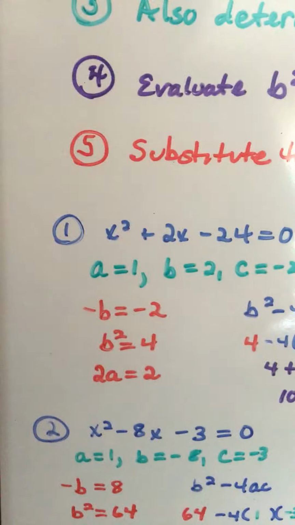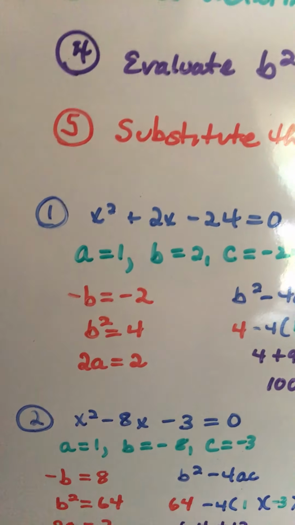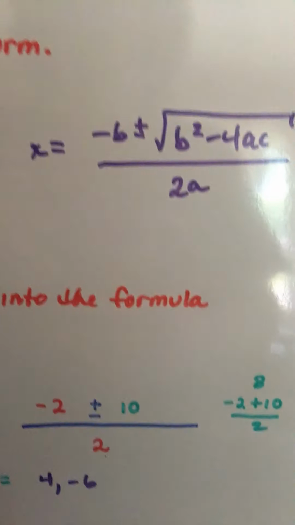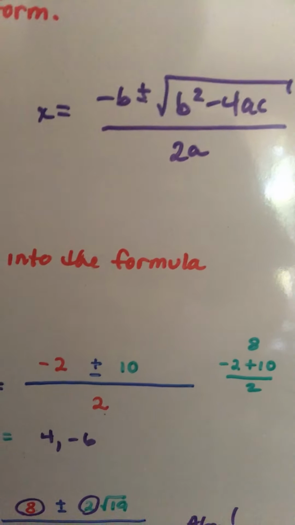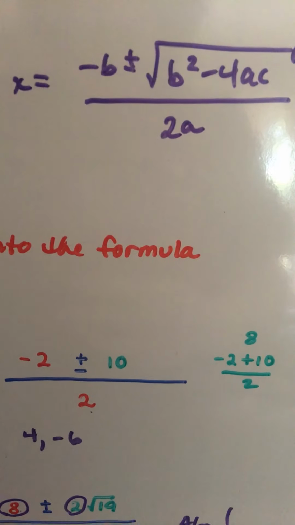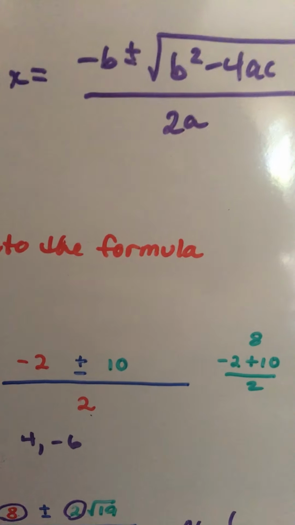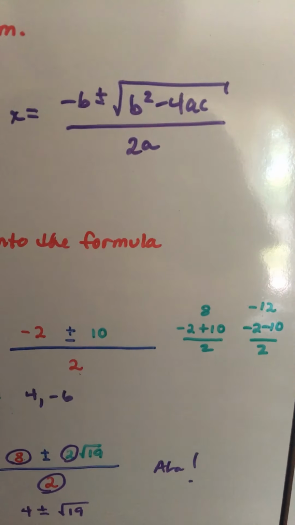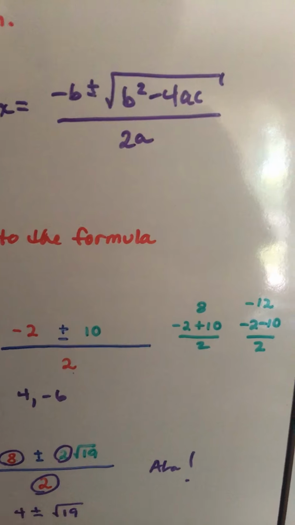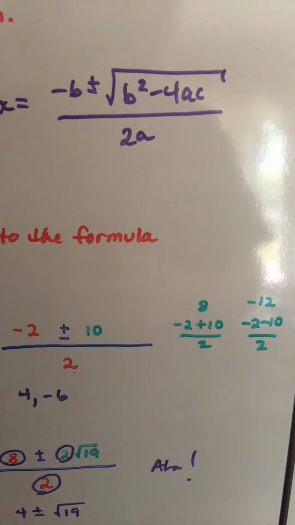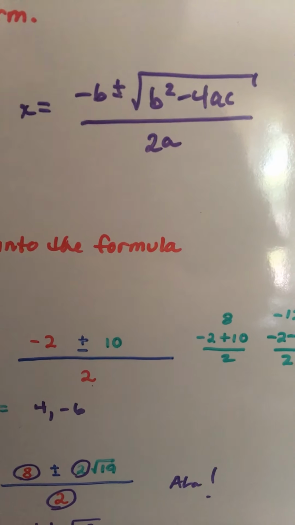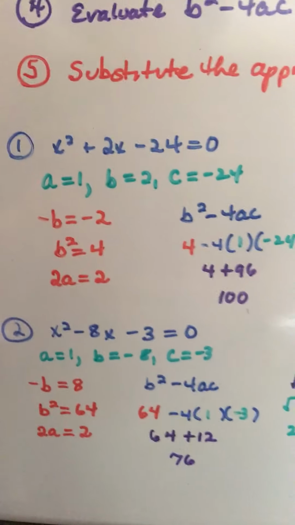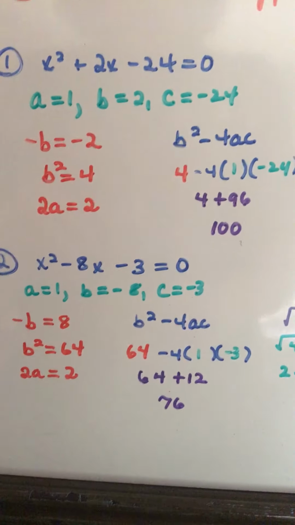I'm now ready, because I know negative b, I know 2a, and I know the square root. So negative b is negative 2, the square root was 10, and 2a was 2. So I do the arithmetic, and I showed it over on the side. You're going to get an 8 and a negative 12, and you get 4 and negative 6. Yes, we could have factored that one. It was intended to be one that you would factor.